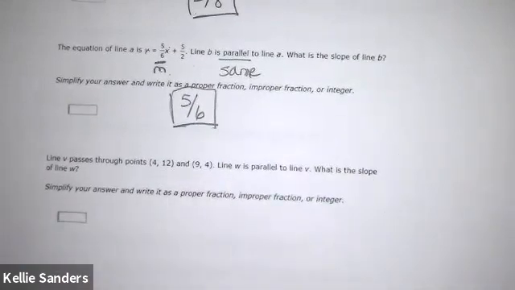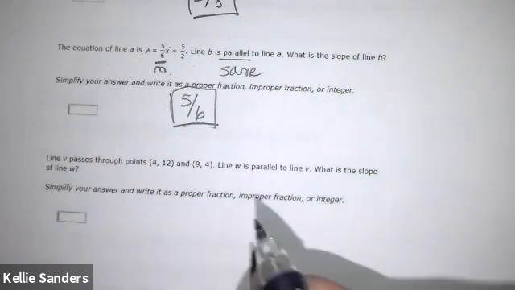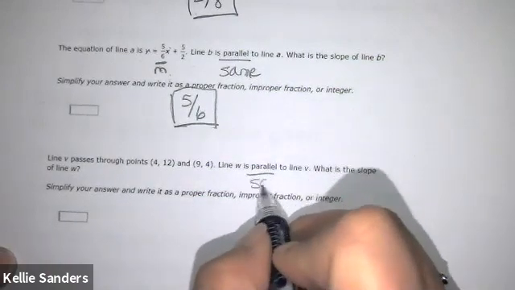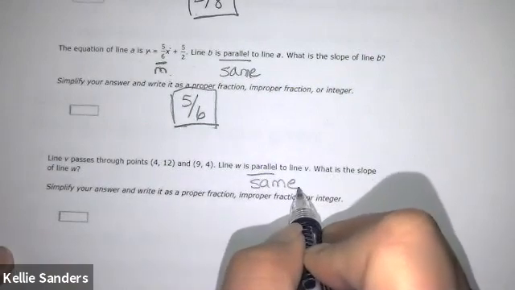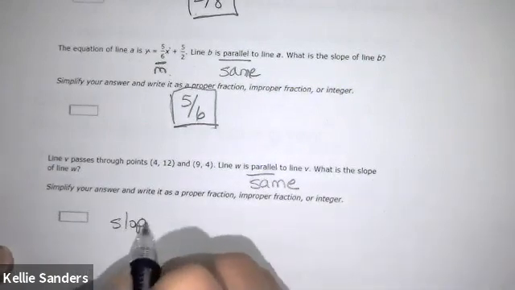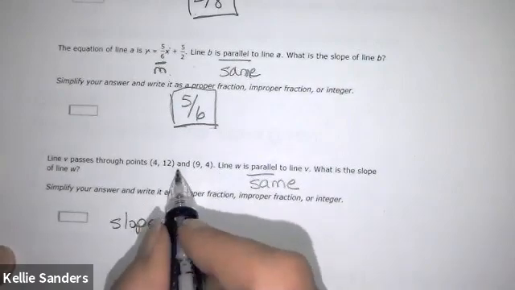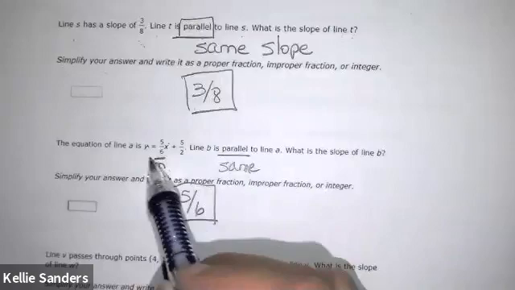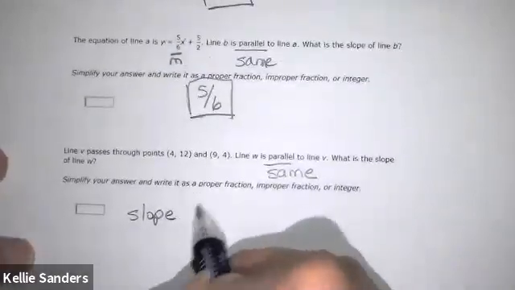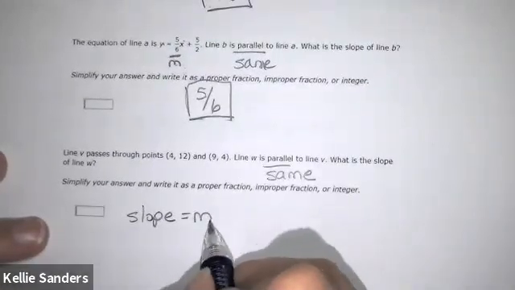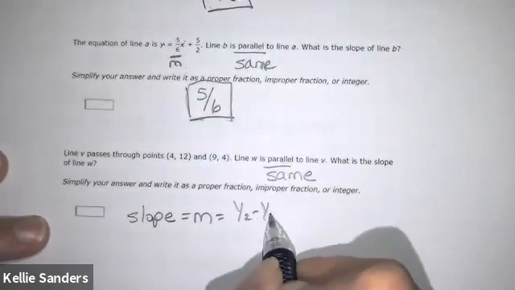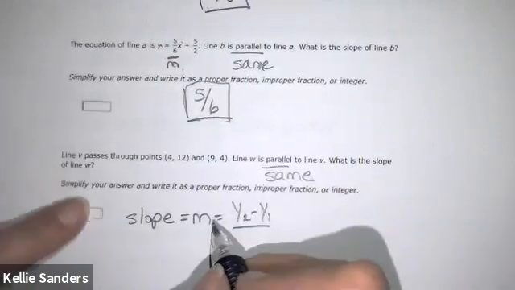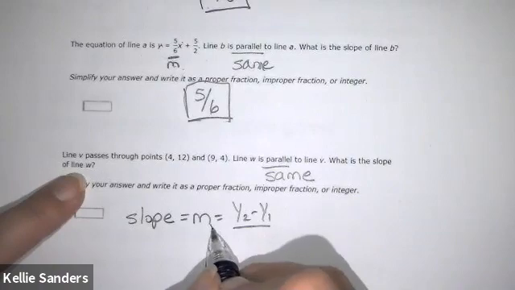Line V passes through the points (4, 12) and (9, 4). Line W is parallel to line V. What is the slope of line W? If it's parallel, then it's going to be the same. Same what? Same slope. I don't know what the slope is because they didn't give me the slope. They didn't give me a graph. They didn't give me an equation. They gave me 2 points. Unfortunately, we have to find the slope of V.